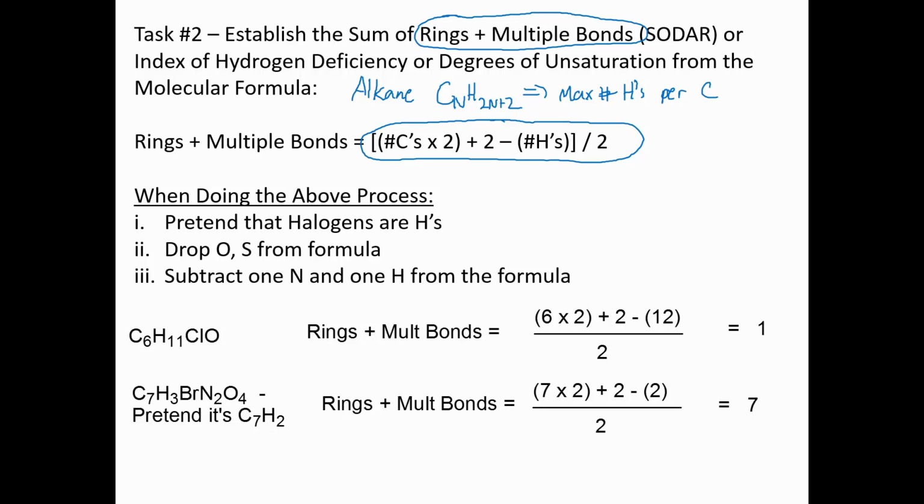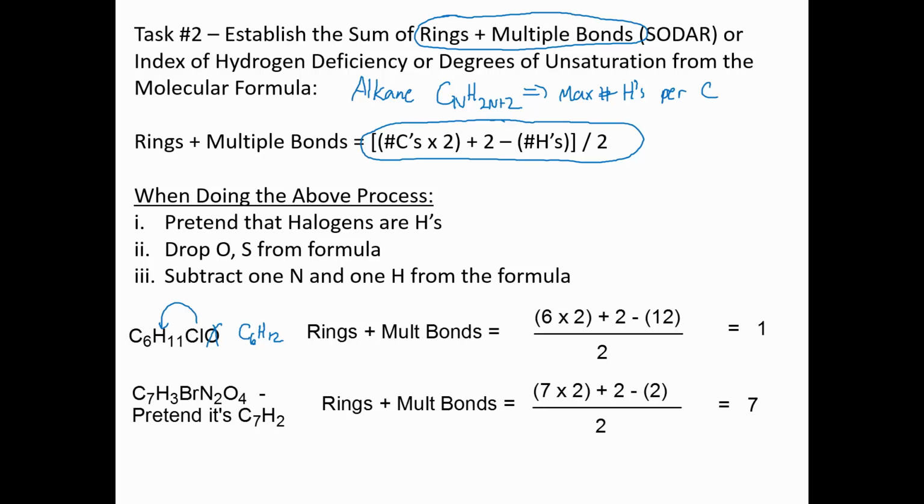So if we look at this compound C6H11ClO, this means that we would drop the oxygen and we would pretend that the chlorine is just another hydrogen. So we would be looking at it as if it's C6H12. And when we apply this formula now to C6H12, we see that this formula that we started with, C6H11ClO, is going to have one ring or one double bond in it.